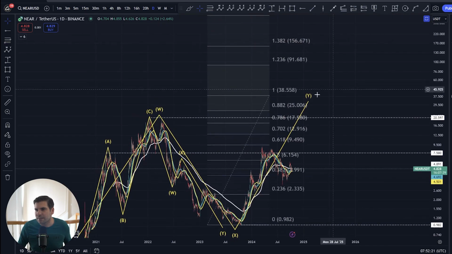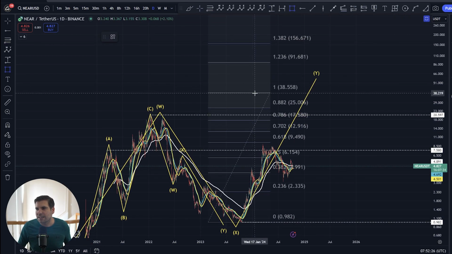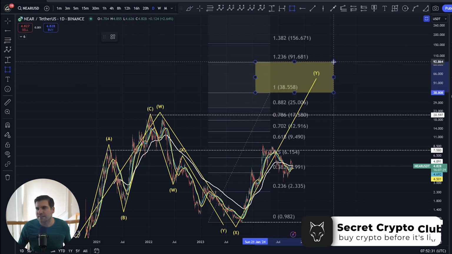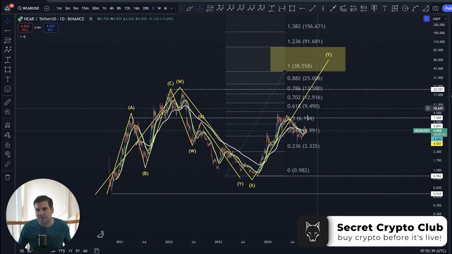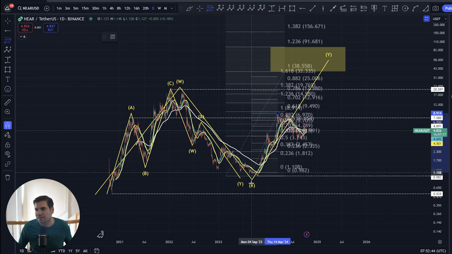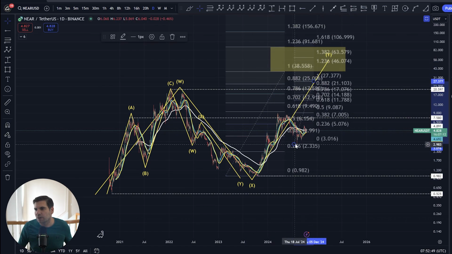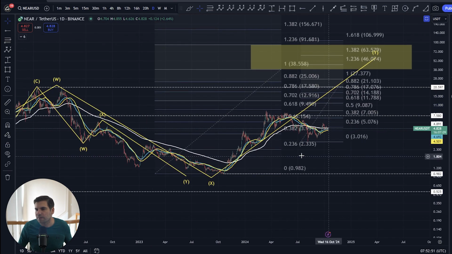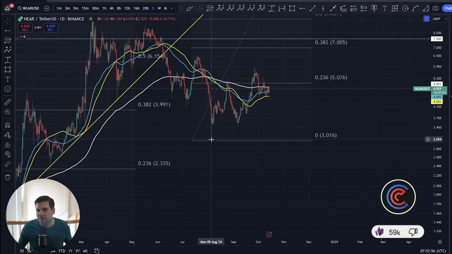From here we can see that our Y wave structure could have the potential to move up between 38.558 and 91.681, right up here. Essentially, this is the 1 to the 1.236 and would typically be where you would expect things to go. However, there is another scenario unfolding for NEAR, which could see things move up a little bit more aggressively, based on our current swing low, which I do think is August the 5th. I'm going to zoom in right on that low, August the 5th.